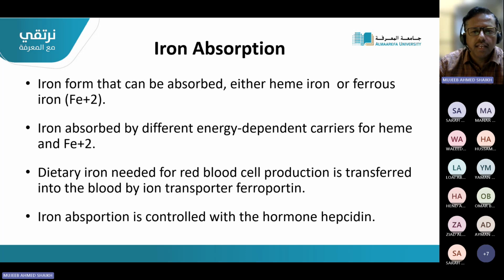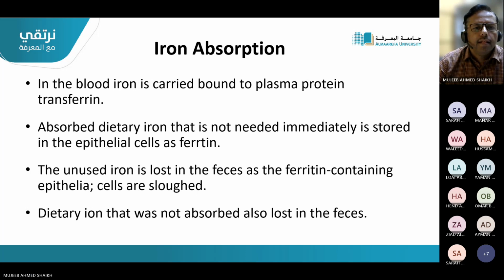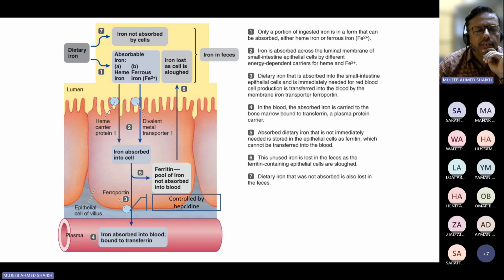Hepcidin is not facilitating. If hepcidin levels are high, iron level will be low. If hepcidin level is low, iron can be easily absorbed. So one of the investigations for non-responding anemia is to check hepcidin levels. Maybe it is high. I will show you the things from the picture only.